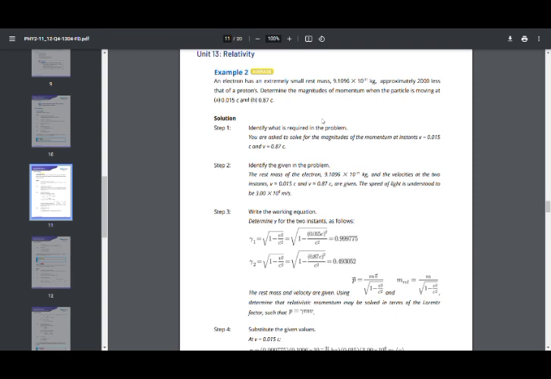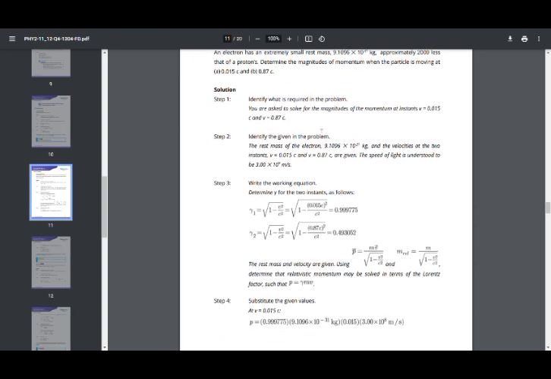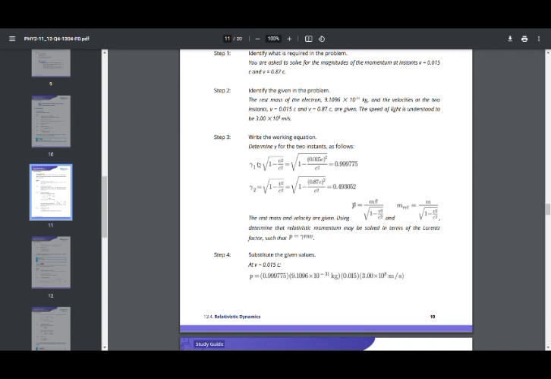So, first, kunin natin yung mga given example natin na dapat answeran. So, sa A is 0.015 and sa B is 0.87. So, as you can see here, dapat di talaga kayo malito, kasi madali lang talaga siya. More on substitute lang tayo and then multiply lang.